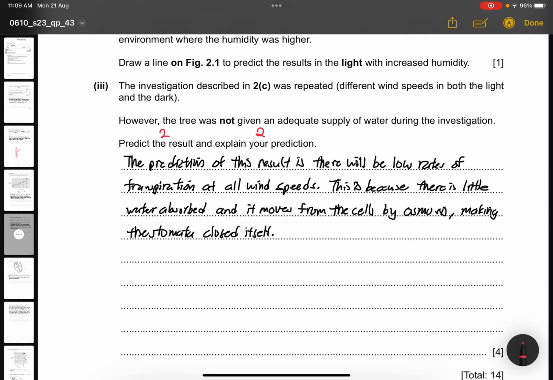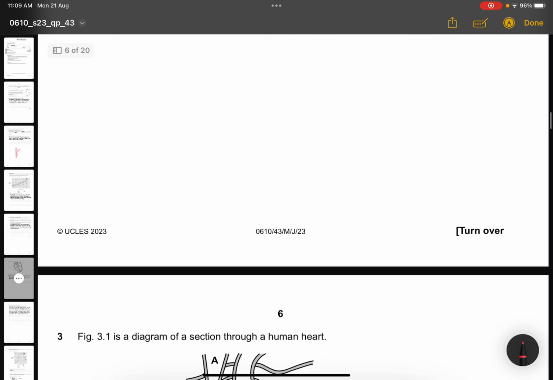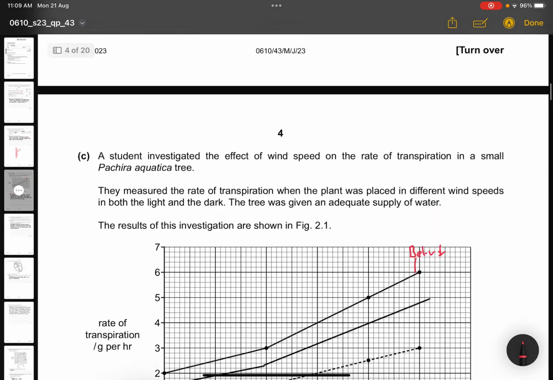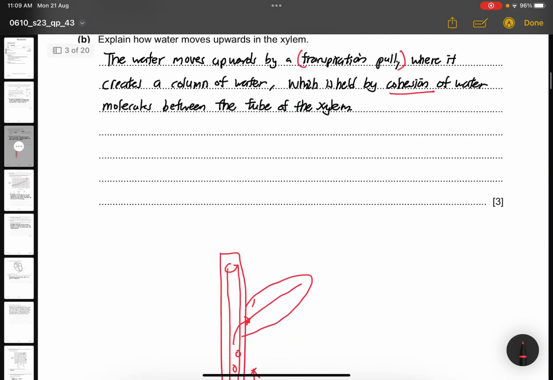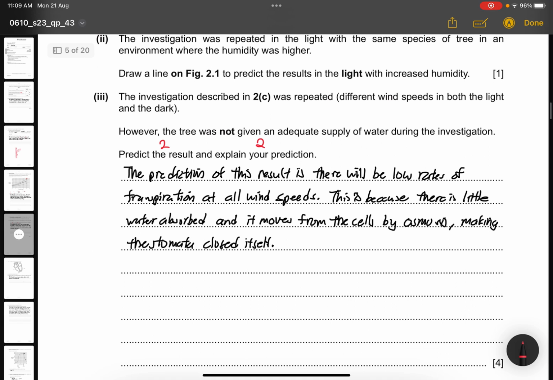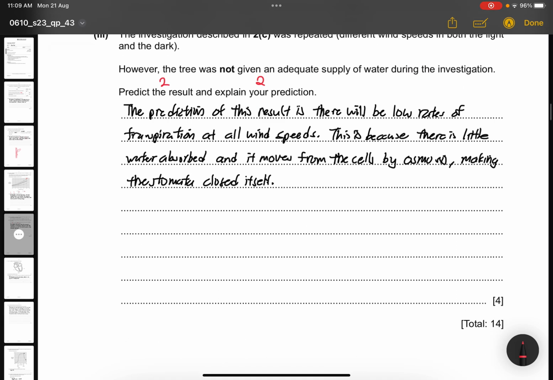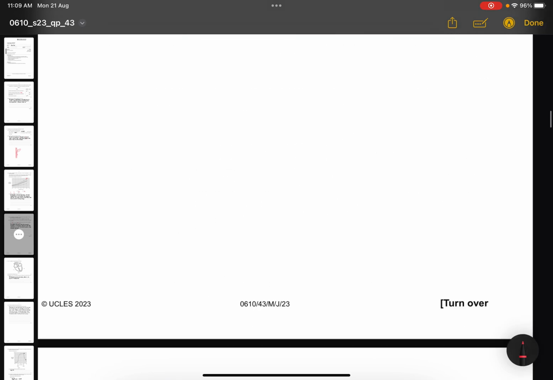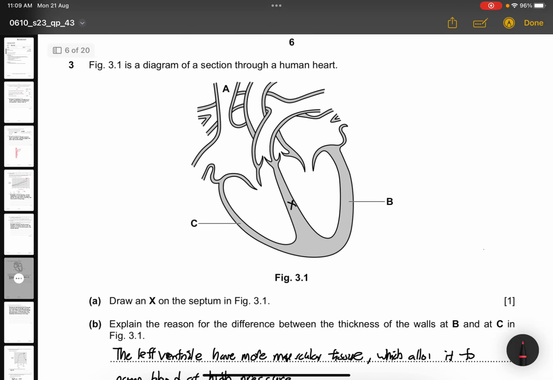Okay, 4 marks. So this question is actually quite tricky because you have to be really familiar with transpiration and also the factors affecting transpiration, and how you are going to explain all of these processes going at the same time. Okay, question 3, sorry. Figure 3.1 is a diagram of a section through a human heart.